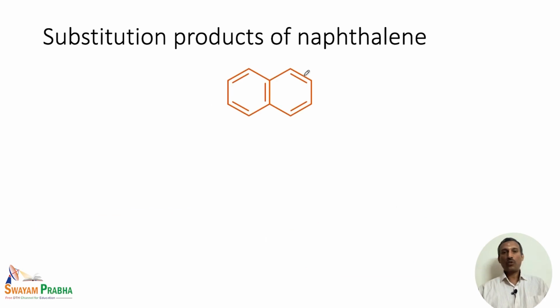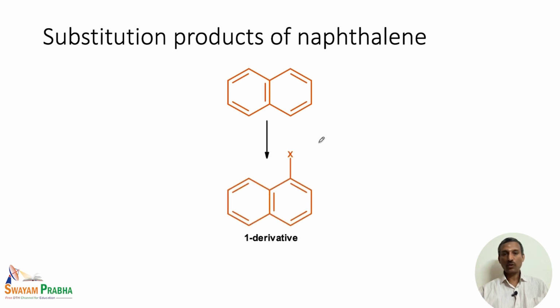Let us move on to the next one. That means, what are the different types of substitutions that are possible. The first one is, we talked about position number 1. When electrophilic aromatic substitution takes place, generally we end up with the 1 derivative as the major product. This can be explained by what we have discussed so far.